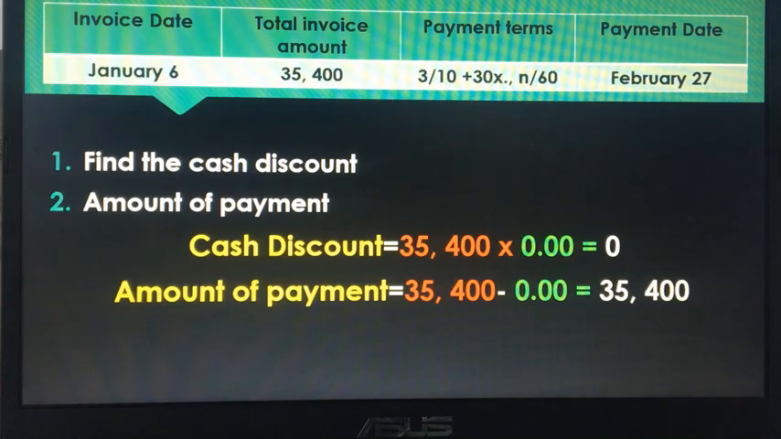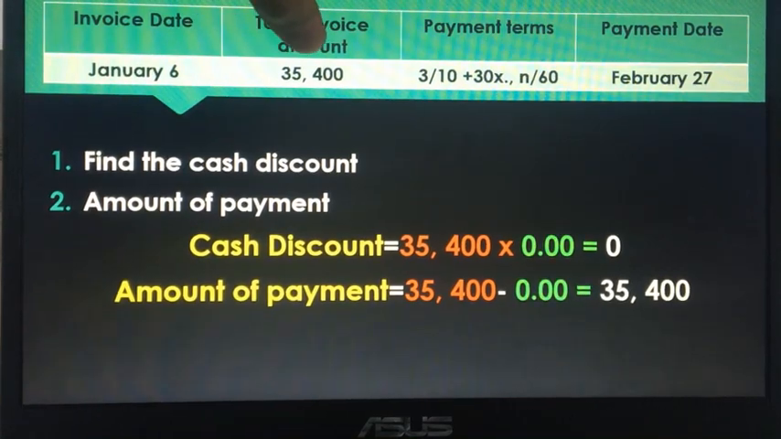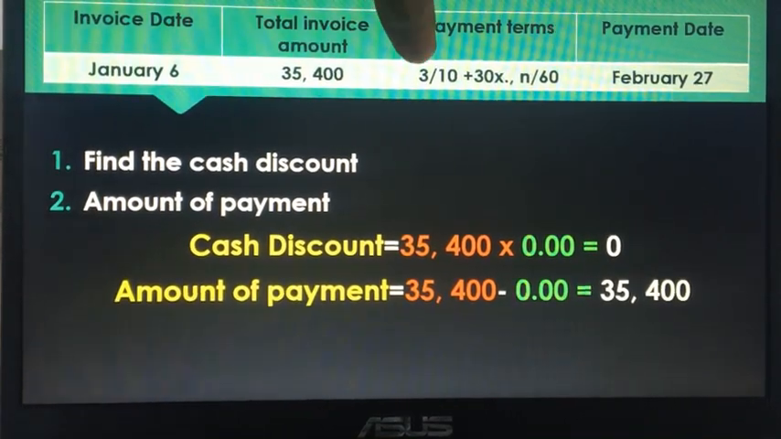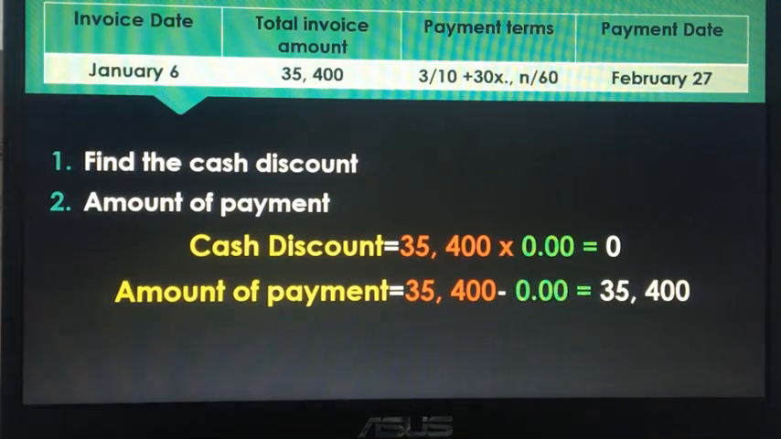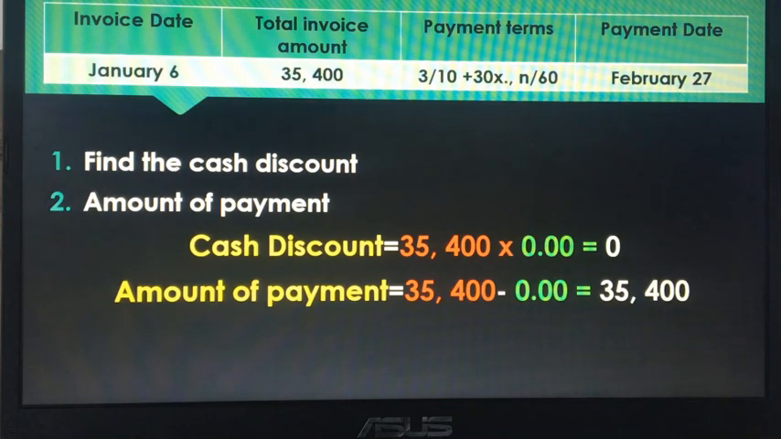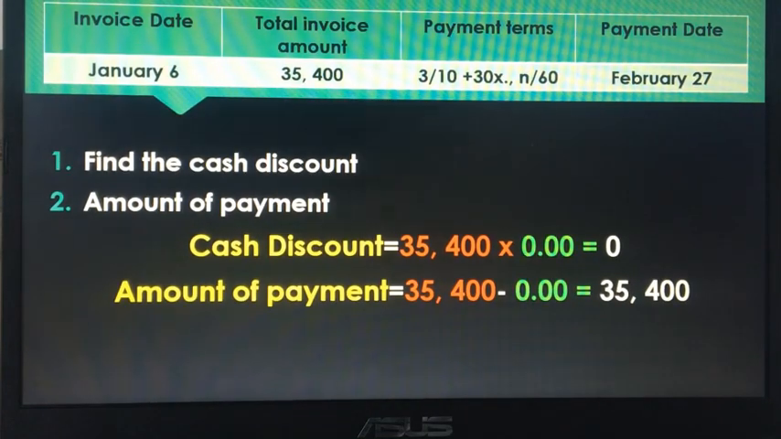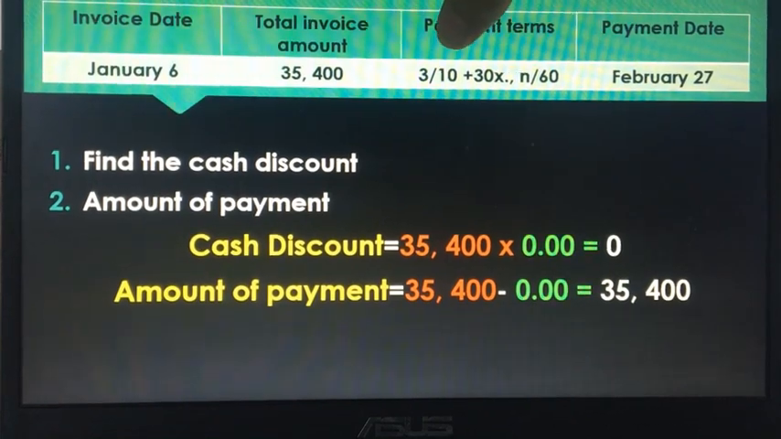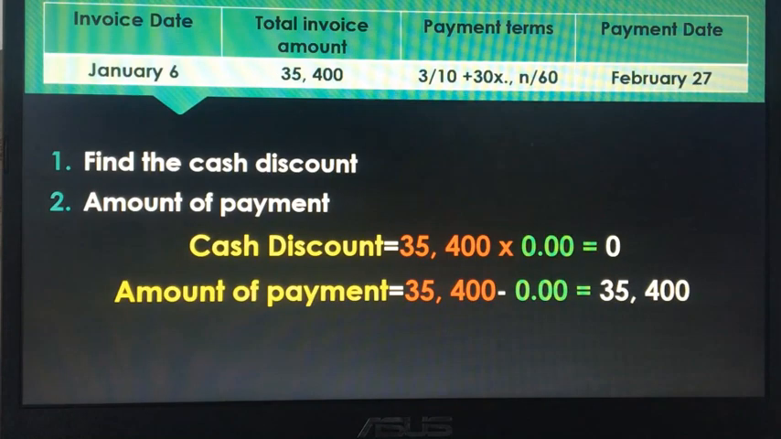In this example, we have an invoice date of January 6, and the total invoice of 35,400. The payment term is 3/10, 3/30, n/60. The payment date is February 27. Okay, the payment is done February 27. The question is, is the buyer granted the 3%? Again and again, when we encounter 3/10, that is 10 days plus 30, that is 40 days after the invoice date.